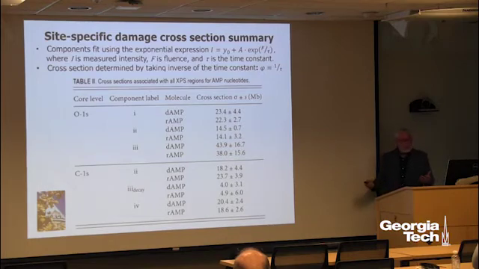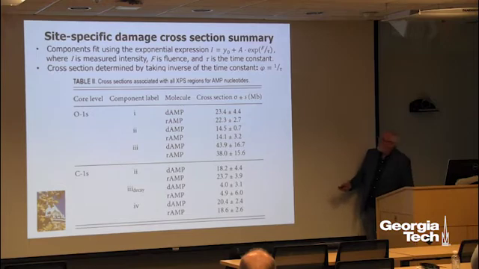One thing that it told us, which we didn't really know ahead of time, is that the DAMP and the RAMP behave ostensibly the same, so there's no real difference in their radiation stability. And then we can tell what particular sites are being damaged. And you can see that the sugar actually has a pretty big damage cross-section.